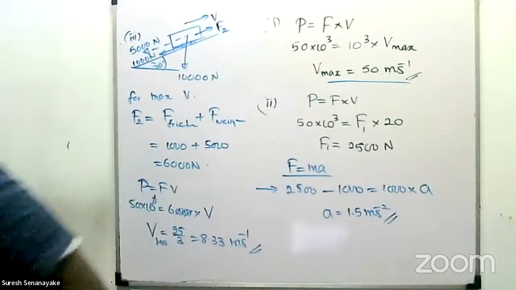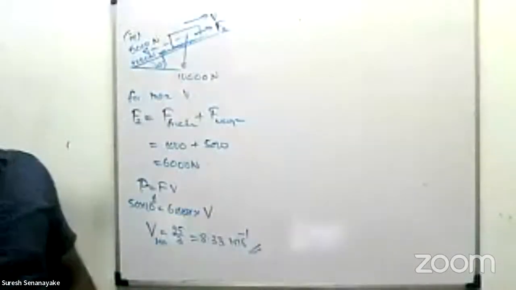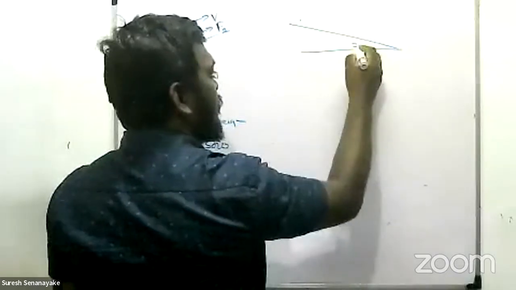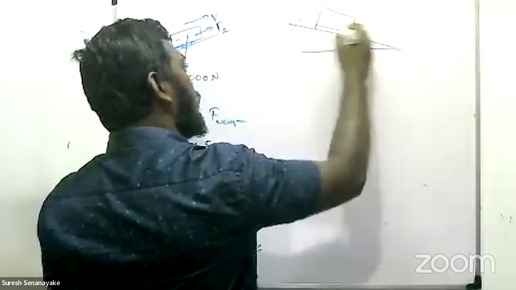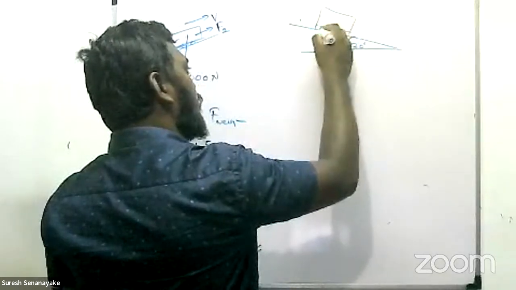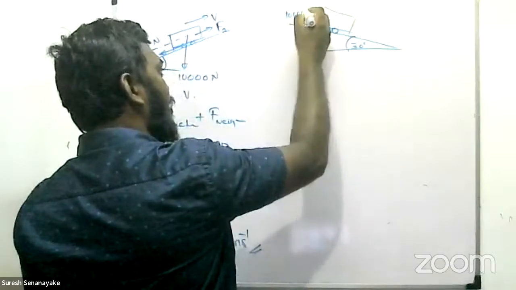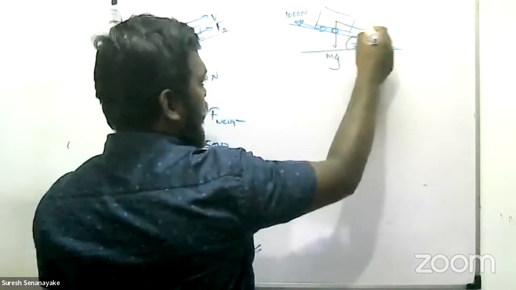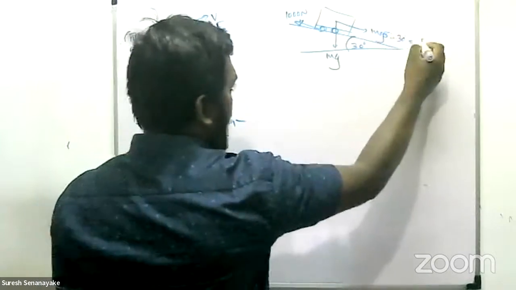Okay, then when it's moving down, friction is applied upward at 1000, and the vehicle weight component is mg sin 30, that's 5000 Newton.